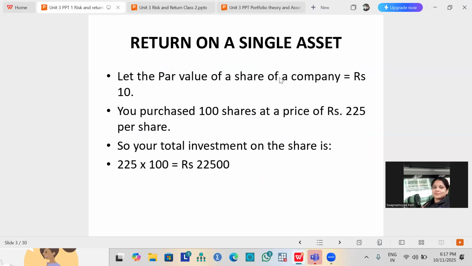Let us assume that the par value of a share is rupees 10. Now suppose you have purchased 100 shares at a price of 225 each. In this case, your total investment is how much? 225 into 100 shares, which is 22,500. Is the screen visible?